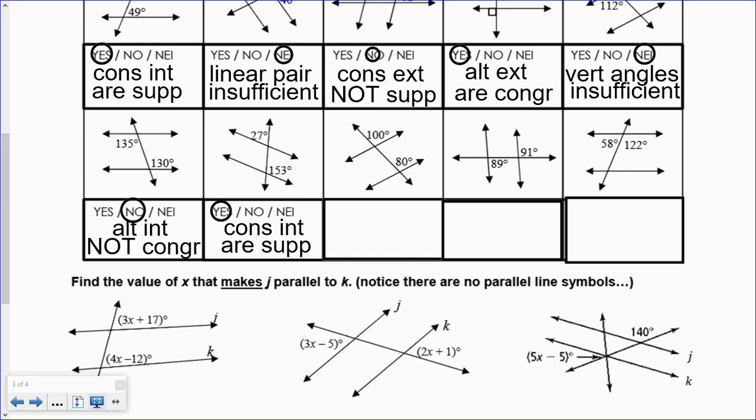All right, you guys good with these so far? All right, do the last one on your own, please. Make sure you answer the question and tell me why.